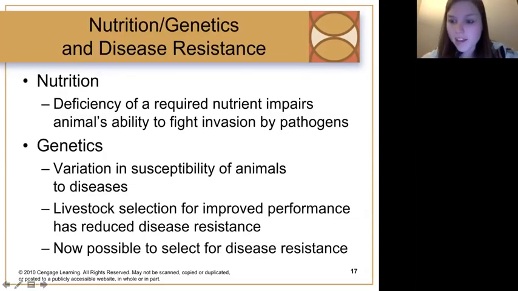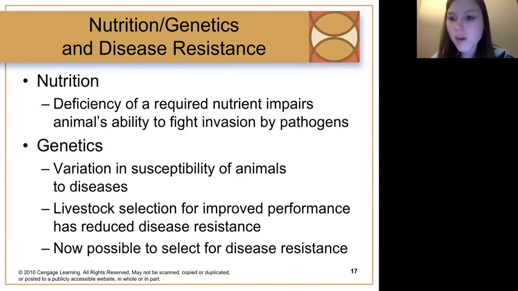Okay, so that was the really heavy immunology information. So now we're going to go back to a little bit more basic. We're going to talk about nutrition and genetics and how that can contribute to disease resistance, or contribute to disease. So nutrition is really, really important. Obviously, I think so because I'm a nutritionist, so I tend to get really excited about nutrition.